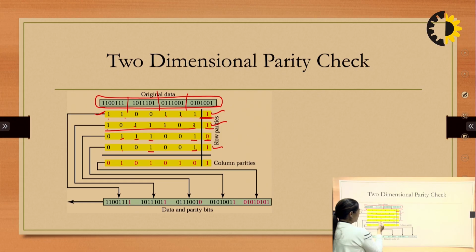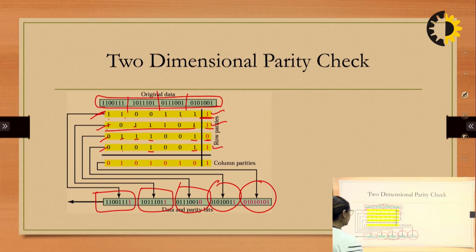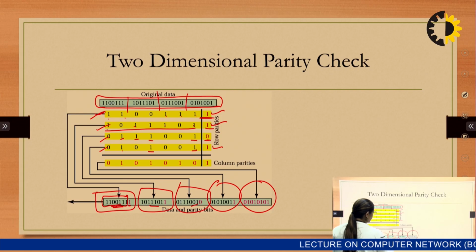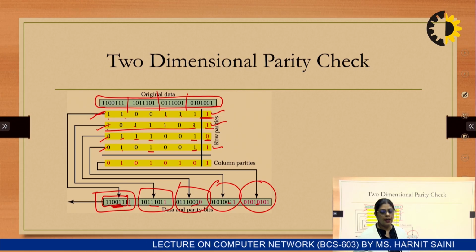This way we will create a parity bit for every block, and then we will send these frames with the extra bit to the receiver. Now the receiver will check this bit and see if there is any error in this particular frame. Similarly for this and this, right? So this is called a 2-dimensional parity check.